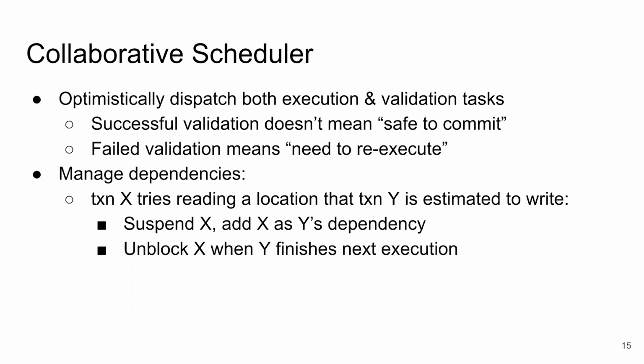An important thing, exactly from the previous example, is that successful validation for us doesn't mean it's safe to commit. There is a predicate that we use in our proofs to show that eventually everything's committed to the state that it needs to be when the block is committed, but we don't even track what's safe to commit, right? There is a predicate that lets us know when everything is ready, but a successful validation is just nothing, but a failed validation means that you need to re-execute and possibly mark other things to require revalidation.